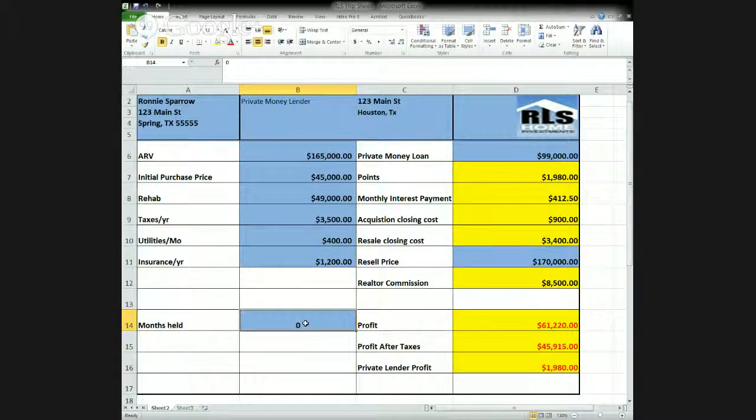These are the numbers. What if I held this property for 2 months? Put a 2 and hit enter. Now your profit goes down. What if I held it for 3 months? What about 4 months? Enter. So your profit goes down the longer you hold the property.